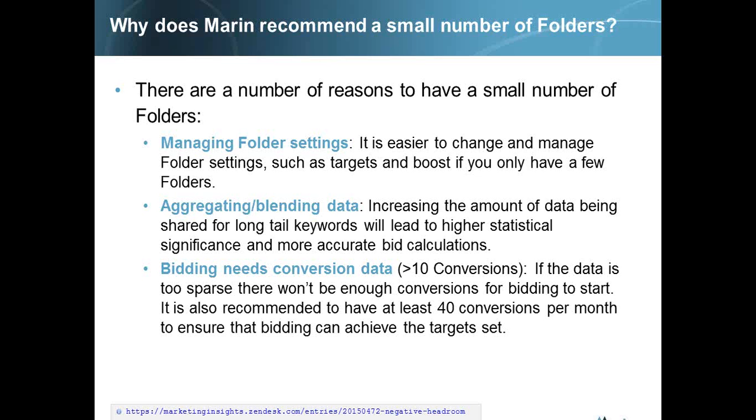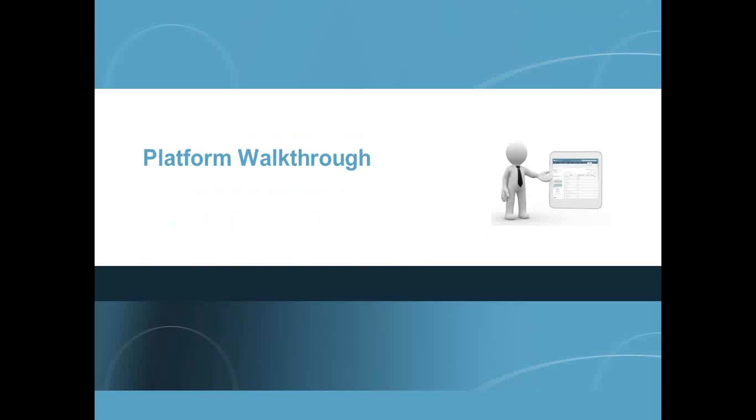Bidding also needs conversion data. So Marin requires having at least 11 conversions, so no less than 10 conversions in order for data to even kick off. If the data is too sparse, there won't be enough conversions for bidding to start. So again, 10 is that threshold, but we would recommend having at least 40 conversions per month to ensure that bidding can achieve the targets set.